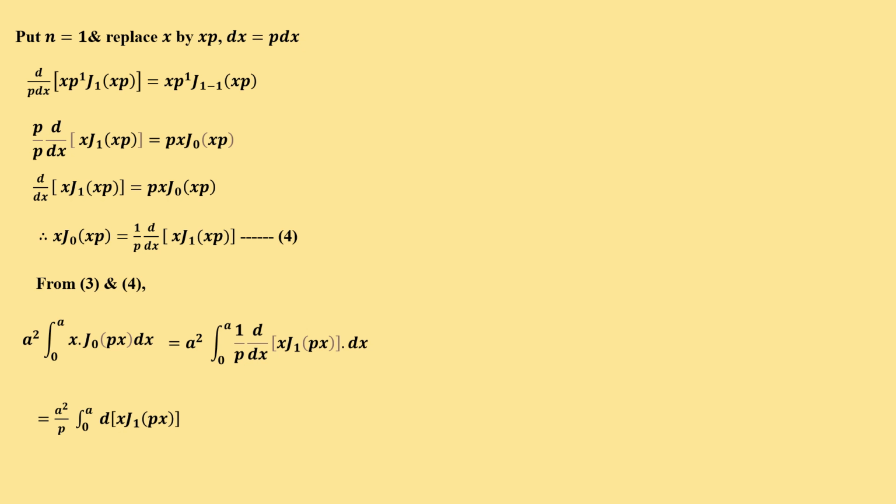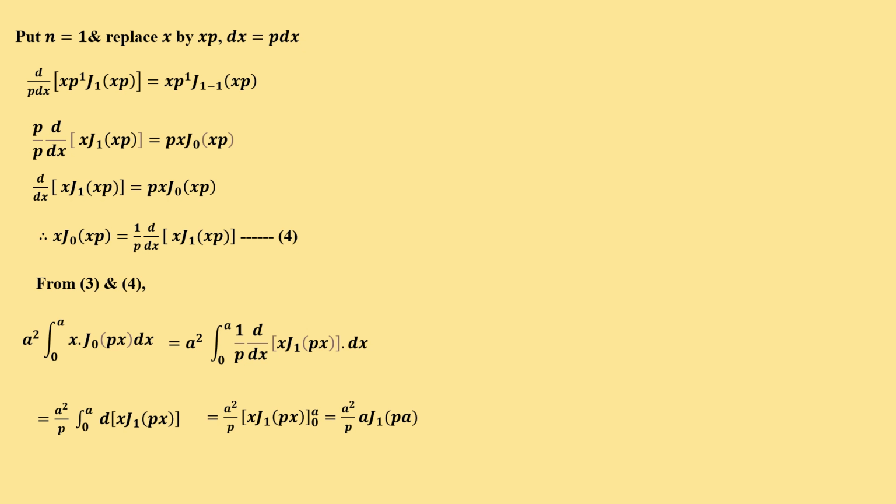So we know the integral of the derivative of any function is nothing but the function only. So integral d of x, what is the value? x only, right? Derivative of x only. Similarly here we have a square by p into derivative of something. Whatever the function, you will get the same function, because integral and derivative are reverse processes, so both will get cancelled, right? So you will get x j1 of px, limit is 0 to a, right?